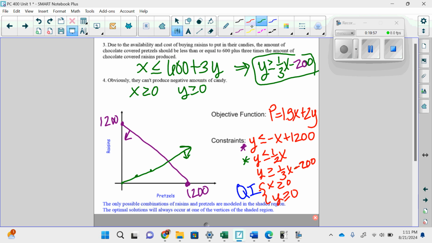Our third one, y is greater than or equal to 1/3 x minus 200. So we have that y-intercept of negative 200. So we're starting down here somewhere in a slope of 1/3. So something like that. Solid line, shading above.